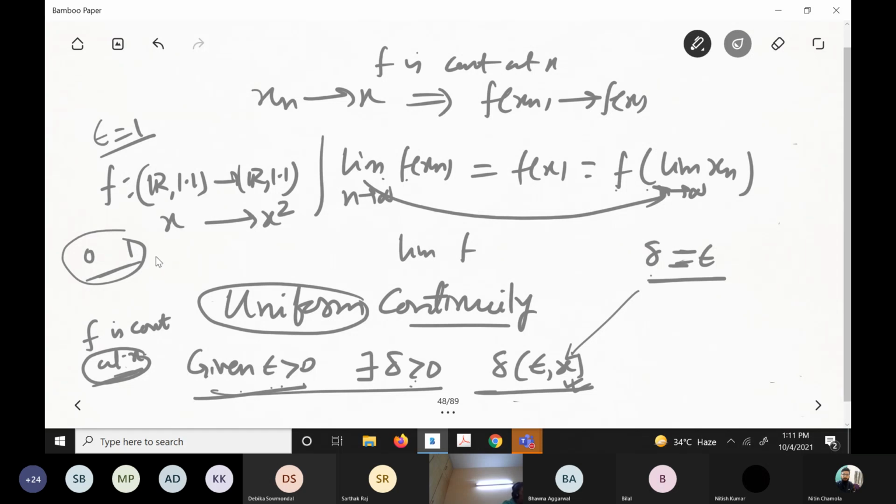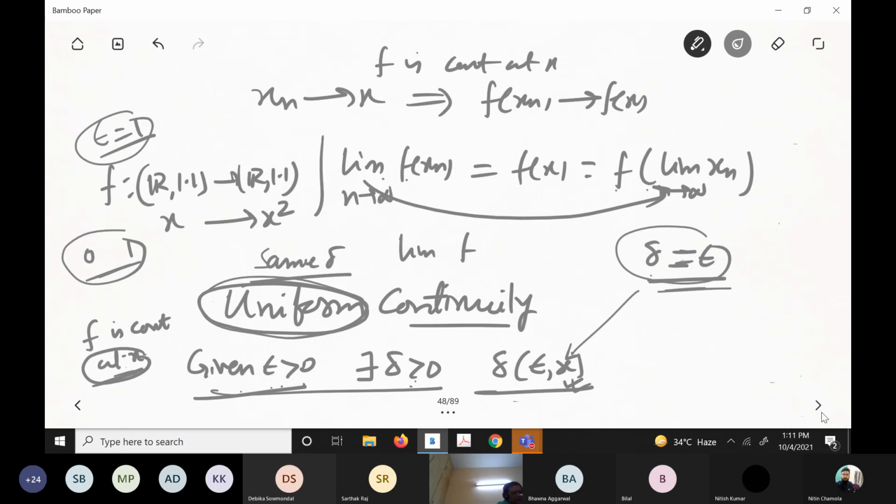That means here delta not only depends on epsilon, delta will depend on x also. But when you have delta equal to epsilon, the identity function, then you can have the same delta. And same delta means uniformly you can choose the same delta. That's why the uniform comes. That means same delta, basically, independent of x.